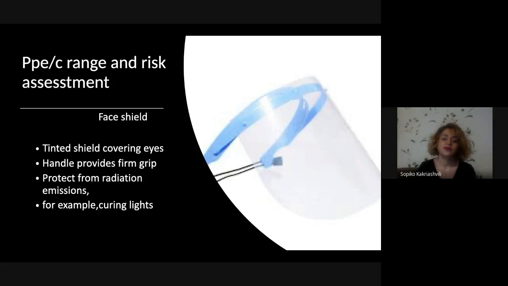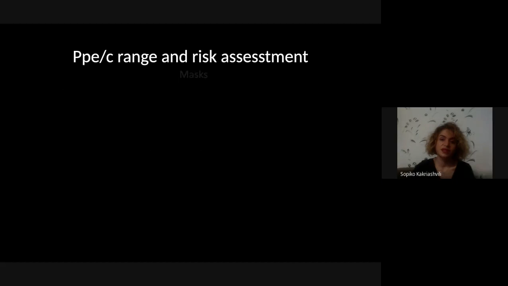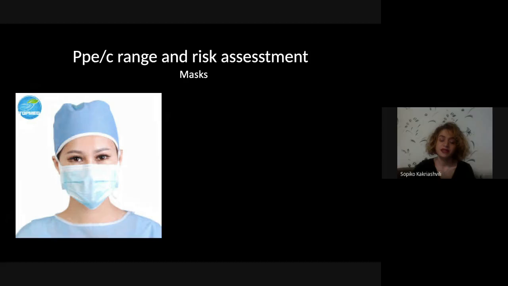A face shield should be a tinted shield covering the eyes. A handle provides firm grip, and it protects from radiation emissions, for example, curing lights. Not all of them can. About face masks.